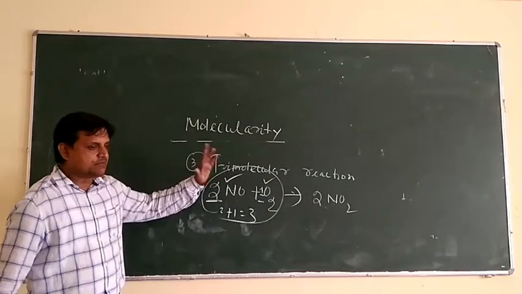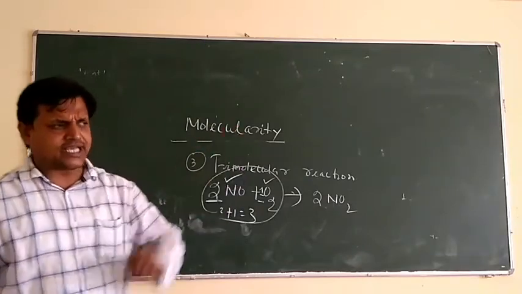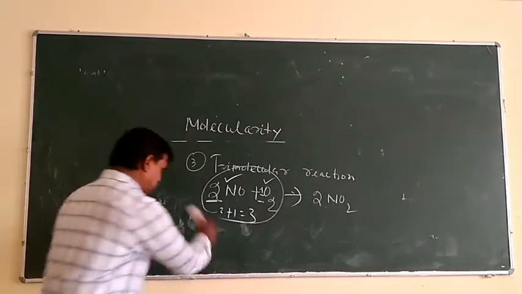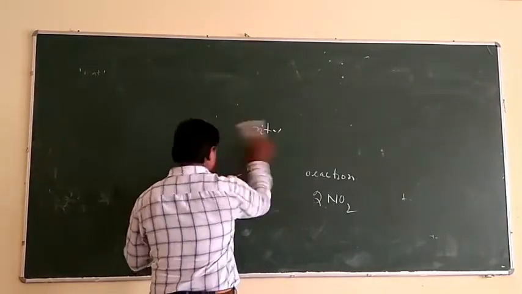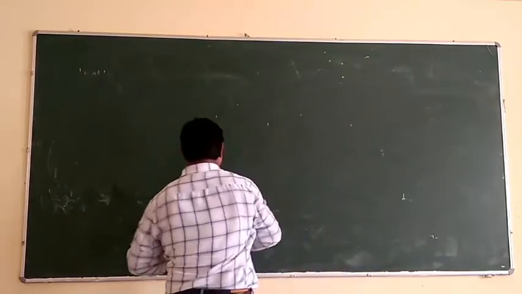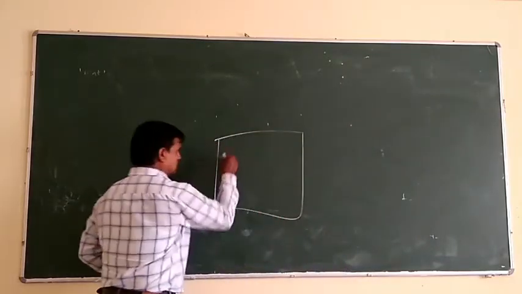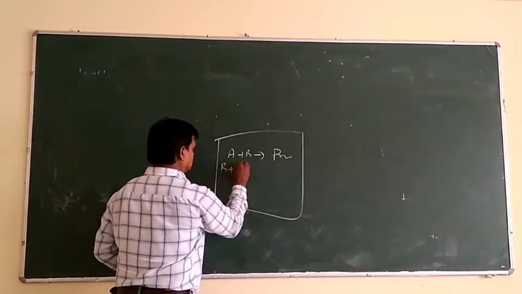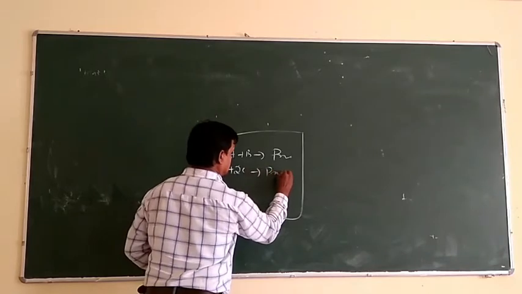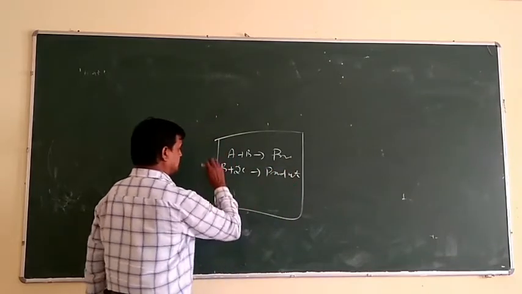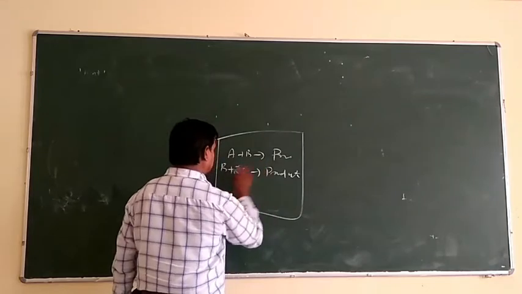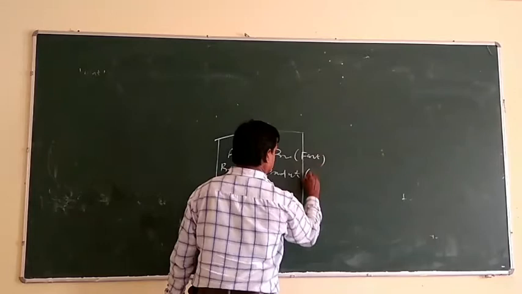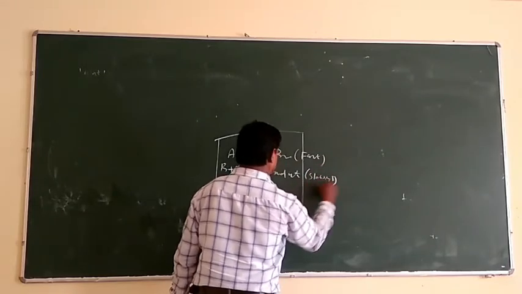We have discussed a single step reaction. In a multi-step reaction, how can you determine the molecularity? Suppose in a chemical reaction, A plus B gives product, B plus 2C gives product. Suppose this is the fast reaction, and this is the slowest.